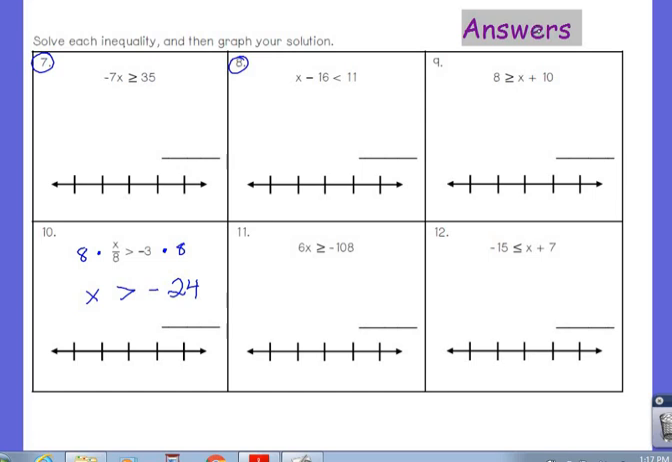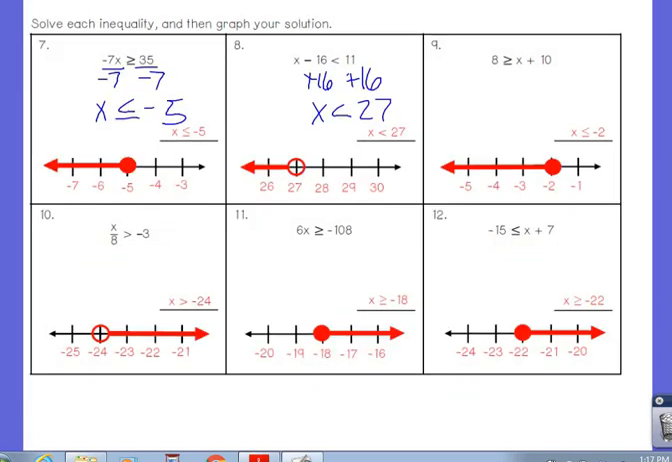Okay, checking your answers to 7 and 8. Here is multiplication. I would divide by a negative 7 on both sides. And 8, I'm adding 16 to both sides to get those solutions.